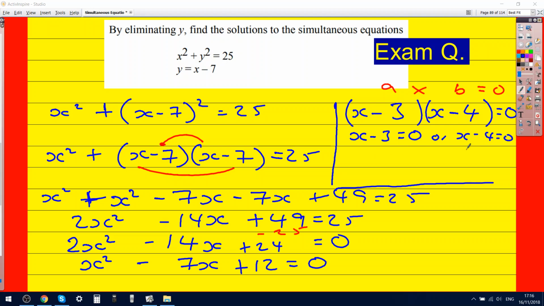So x minus 3 equals 0 or x minus 4 equals 0? X equals 3 or 4. Yes. Okay, so x equals 3 or x equals 4. What about y for each of those? I don't know how to really explain it. That's fine. X is equal to 3 or x is equal to 4.